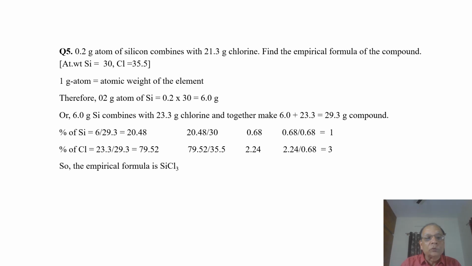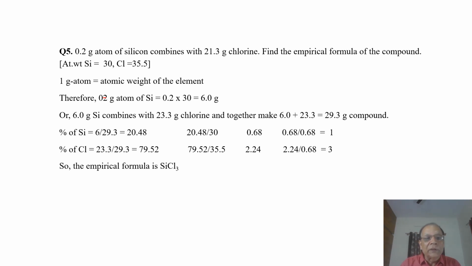0.2 gram atom of silicon is 0.2 into 30, which is 6 grams. So we are combining 6 grams of silicon with 23.3 grams of chlorine, and together the weight of the compound, with the law of conservation of mass kept in mind, will be 6 plus 23.3, which is 29.3 grams.